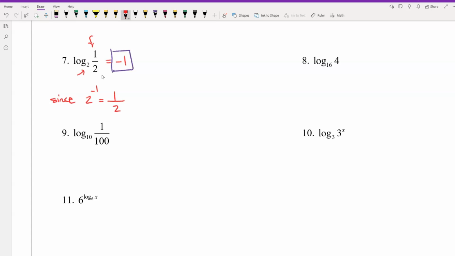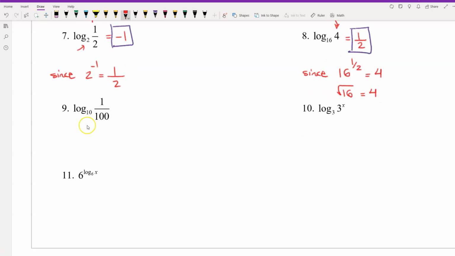Number 8, so base is 16. Square root of 16 is what we have here on the spot, is 4. So square root of 16 or 16 power 1/2, that is equal to 4. So this is equal to 1/2. Number 9, here we have 1/100 and base is 10. So 10 power -2, that is equal to 1/100.